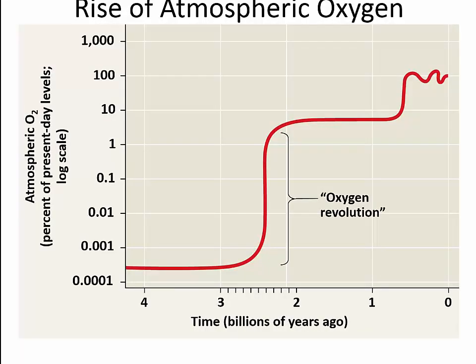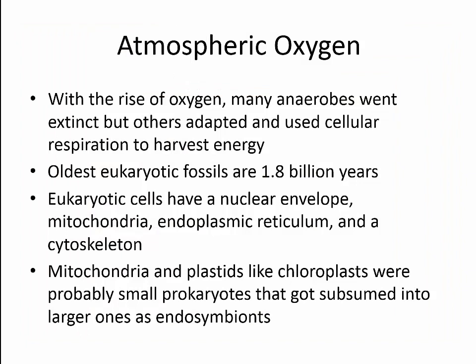Here is a picture of the rise of atmospheric oxygen. Four billion years ago, there was hardly any, maybe not even a trace. And then all of a sudden, around 2.7 billion years ago, oxygen started to rise. Then it abruptly went up, plateaued for a while, and then went up again. Today it's oscillating a little bit, but we're right at almost 20% oxygen.